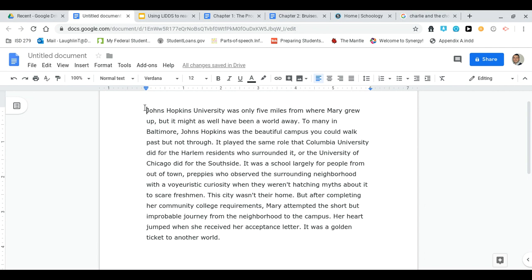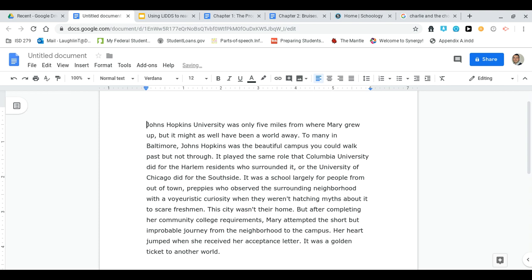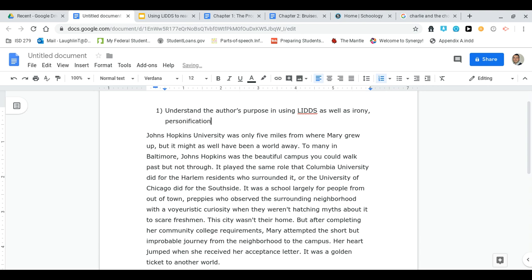What you see in front of you right now is a passage from The Other Wes Moore that I've copied onto a Google document. But first, I want to write out basically the purpose, or the reason why we use LIDDS. We want to understand the author's purpose in using our literary techniques, so LIDDS, as well as irony, personification, and foreshadowing. This is all on the board in the classroom, by the way.